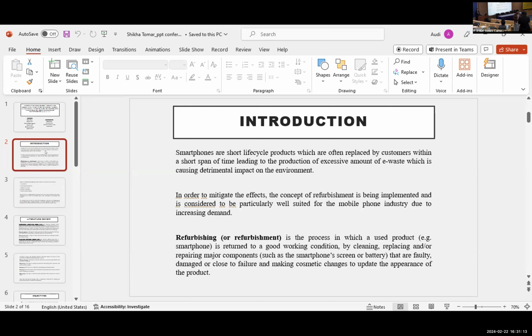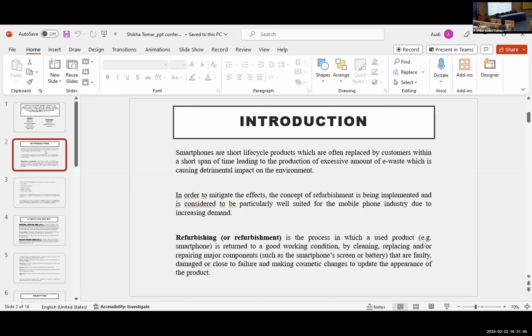Now, as the demand for smartphones is increasing at a constant rate, this is posing a threatening challenge for the environment because smartphones are short life cycle products which are often replaced by the customers within a short span of time, due to which an excessive amount of electronic waste is produced every year, causing detrimental impacts on the environment. To mitigate these effects, various sustainable practices are now being implemented, and one such practice which has gained popularity in recent years is the process of refurbishment.